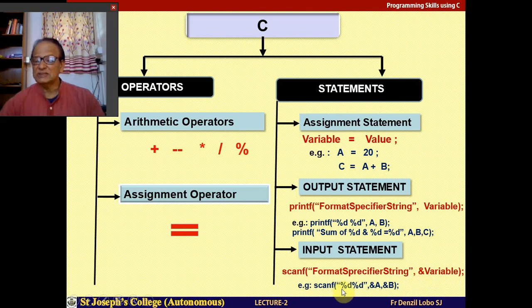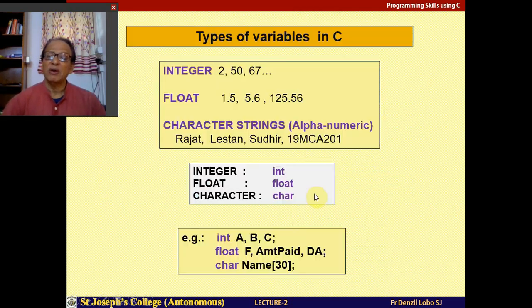For example, scanf %d, comma, &A, &B. That means you have to input two values, and they are integer type. So this is therefore the set. These are the two sets of operators, and three statements, which right now we are going to use. And all the flowcharts we have written in the first session will now be converted into C programs.